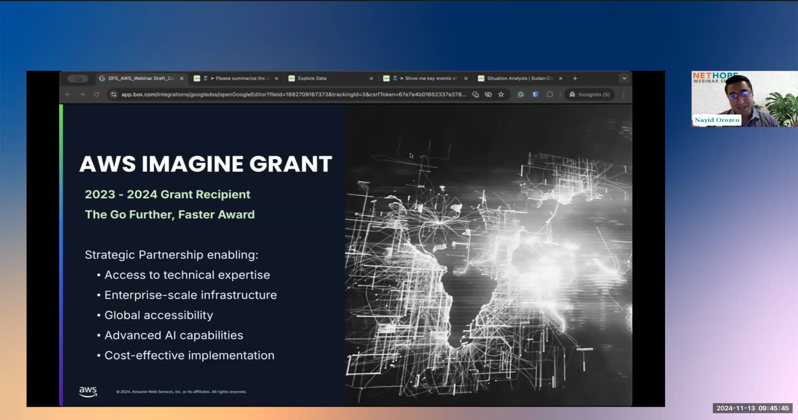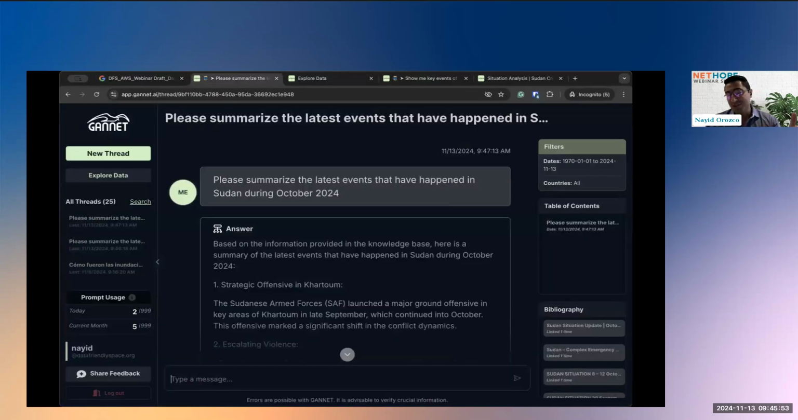Rather than just telling you about GANNET, I would like to show you the platform in action. So let me switch to our light platform. Of course, because time is running in these sessions, I already prepared some prompts just to explore, and I will explain the interface.